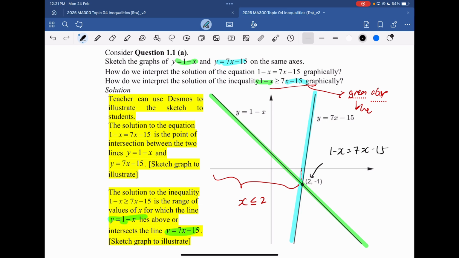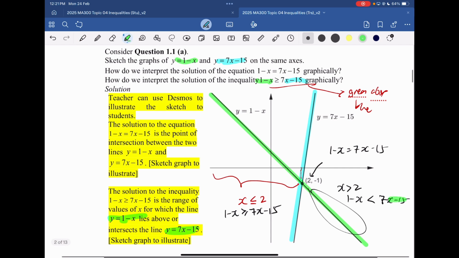Agree? So when I come to this part, x less than 2, this portion, the green part, is where 1 minus x is more than 7x minus 15. But if I look at the portion here, x more than 2, 1 minus x is less than 7x minus 15. This is where the green is below and the blue is above.